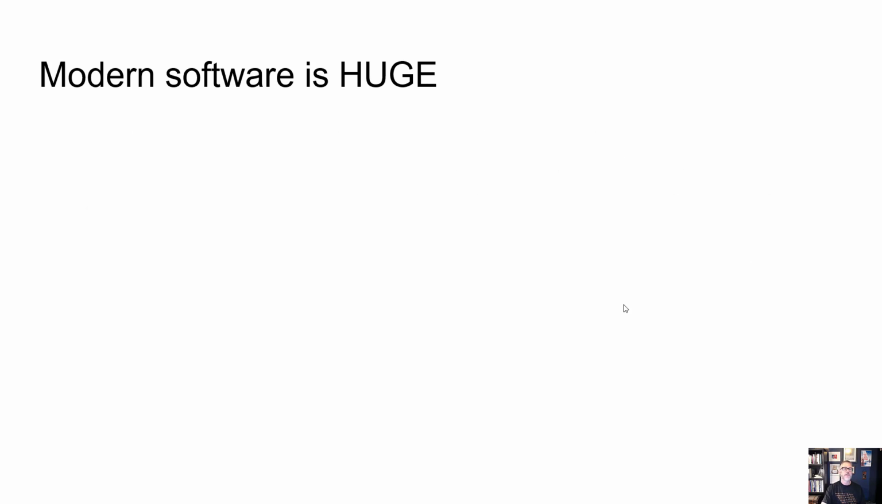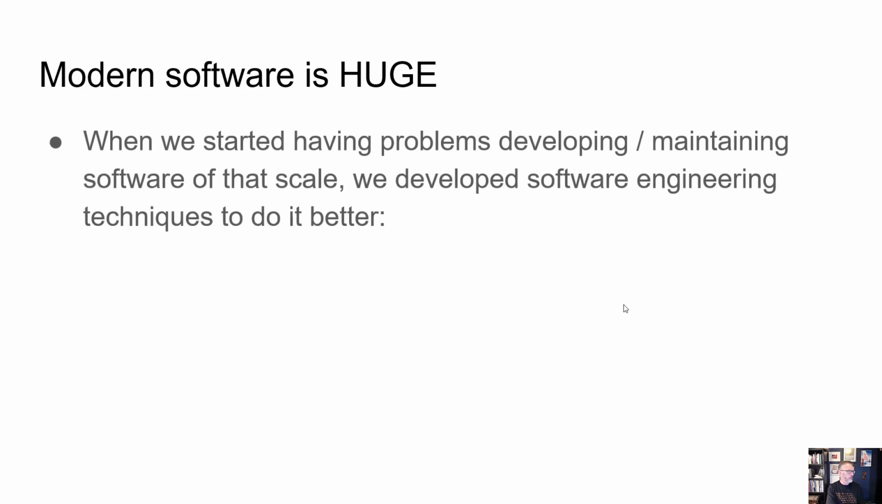That actually started to occur to us in the late 1960s and early 1970s. The programs being produced at that time were not that large, but they were large enough that the results were starting to fail, be over budget, or be very buggy. And so the software development community created software engineering techniques to do things better.